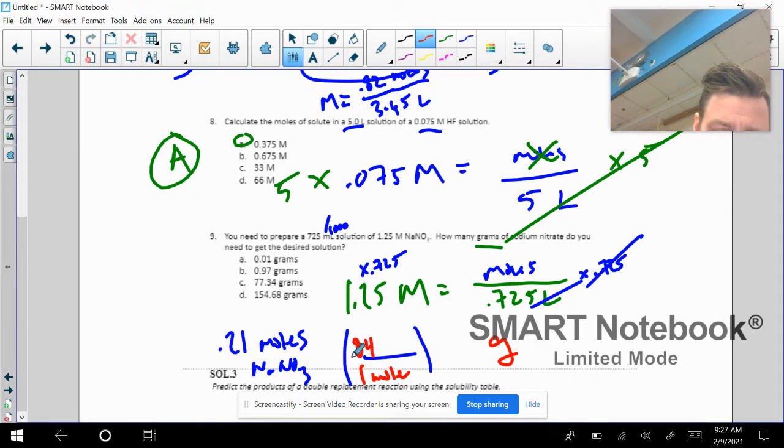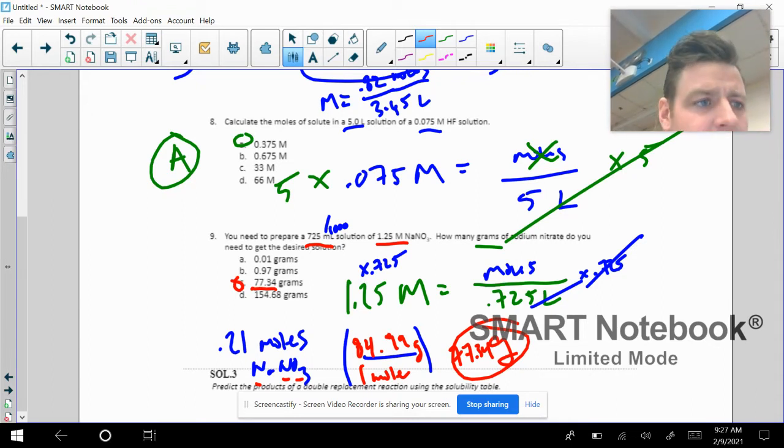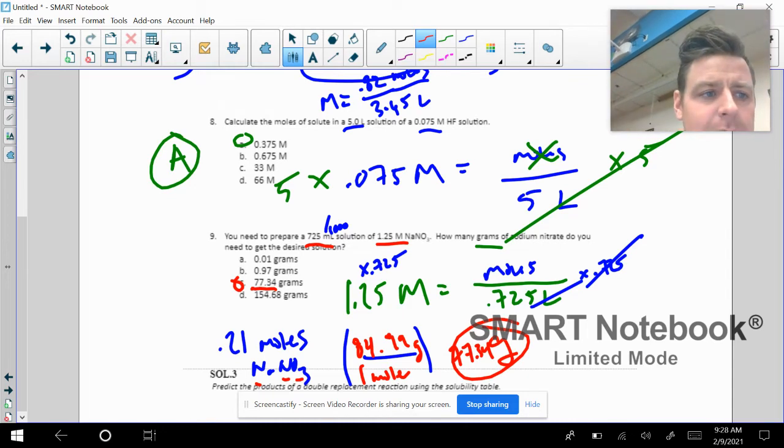If I add up Na, N, and 3 O's, it's 84.99 grams. Then my final answer becomes 77.34 grams. So if you want to make a 1.25 molar solution that's 0.725 liters, you will need 77.34 grams of that. So manipulating the molarity equation, that is the deal for learning target 2.